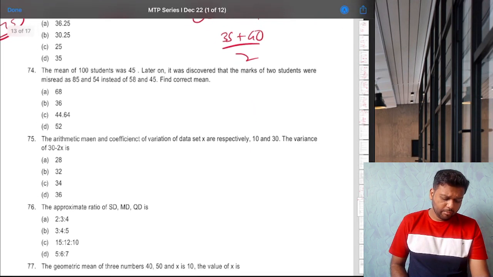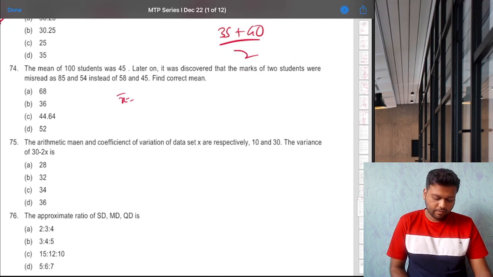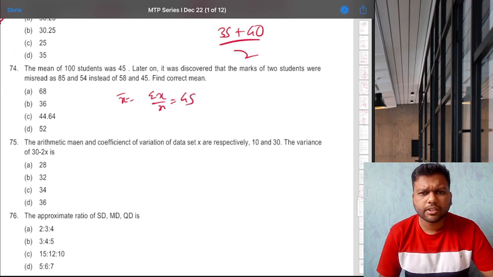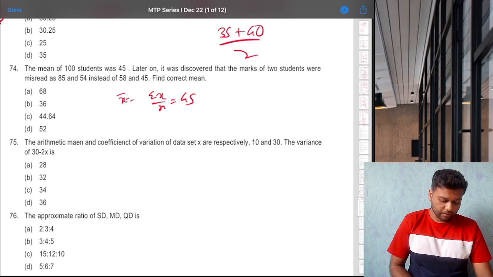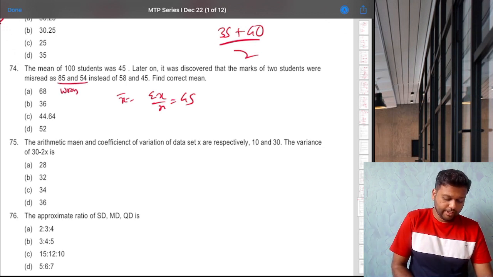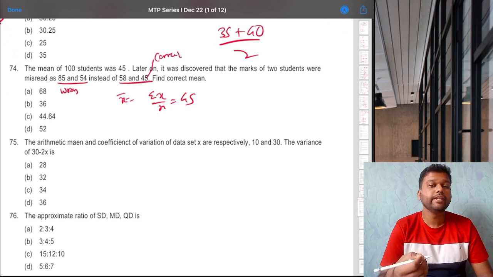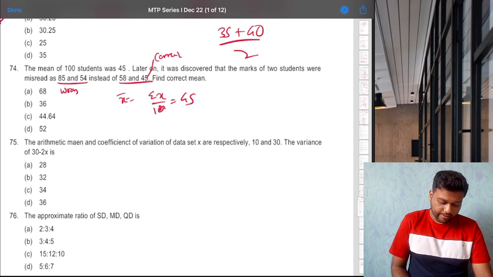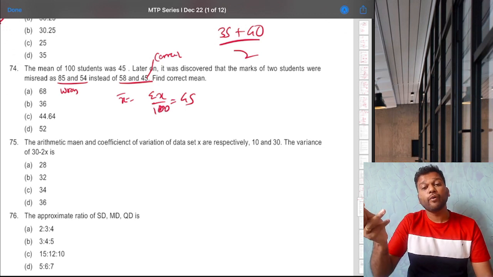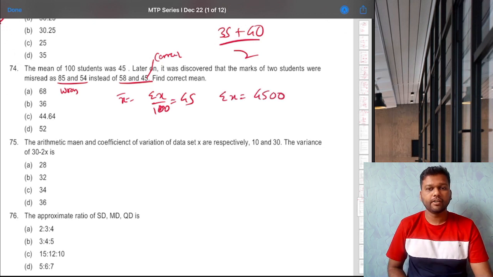Next, the mean of 100 students was 45. That is, x bar, which is summation x upon n, is 45. Later on, it was discovered that marks of 2 students were misread as 85 and 54. So these are wrong values, instead of 58 and 45, which are correct values. Find the correct mean. Okay, so we know that n is 100, right? So what will be sum of all the marks? Summation x will be 45 into 100, which is 4500.